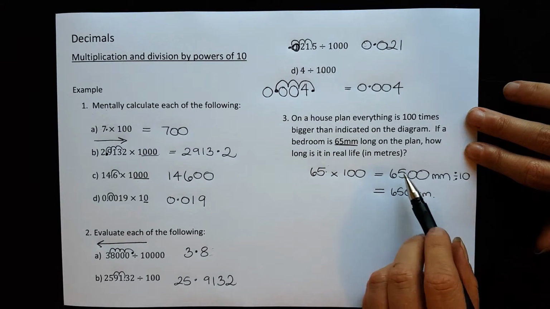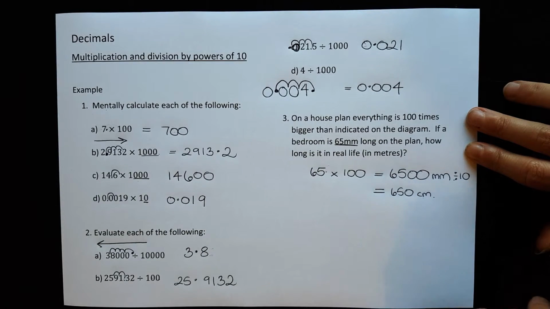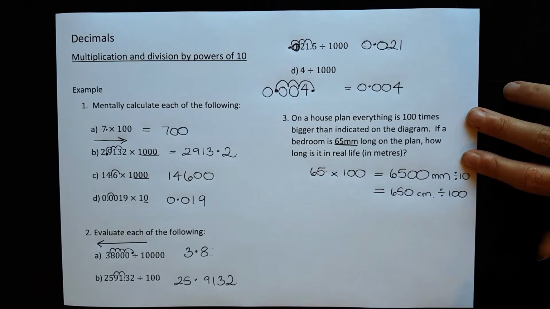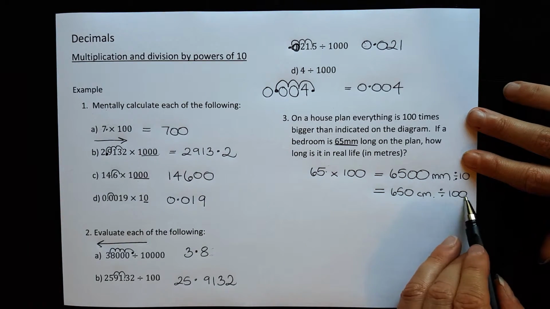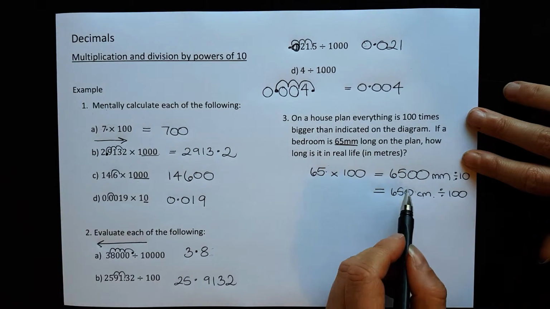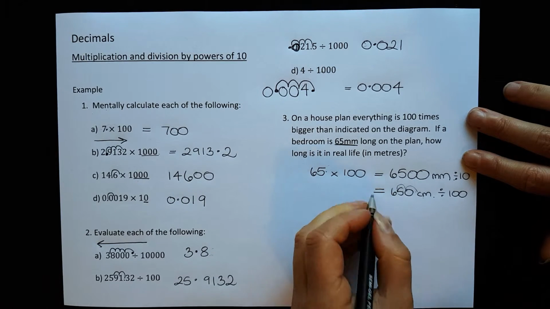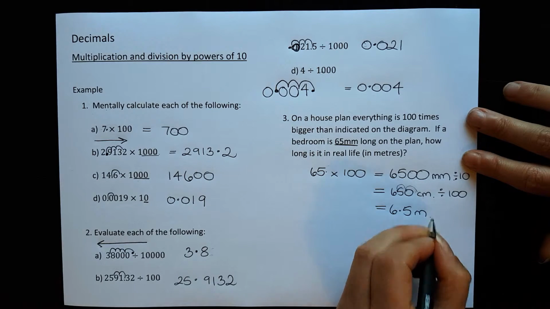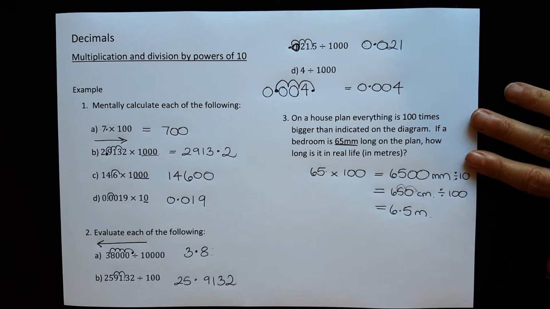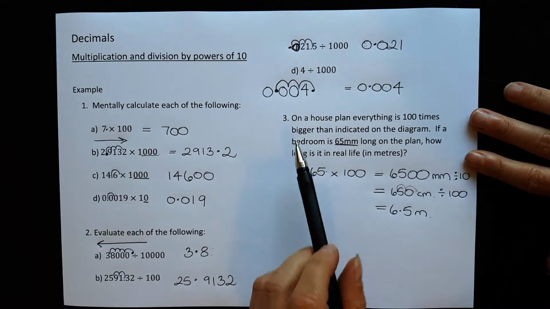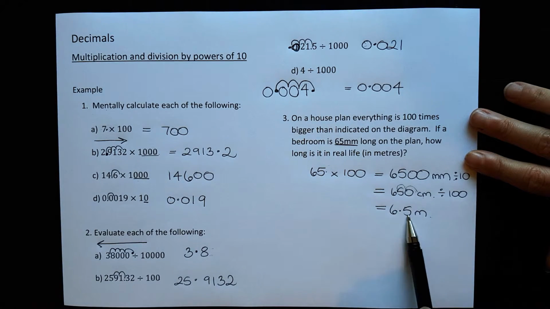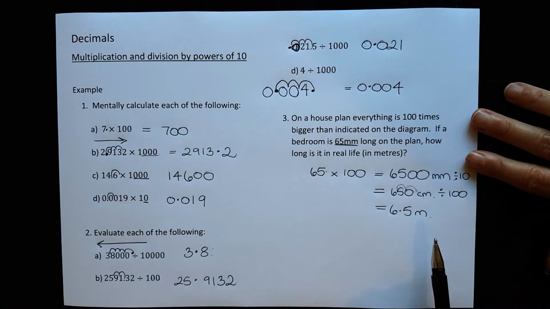But I still need to get to meters. So there is 100 centimeters in 1 meter. So now I need to divide that by 100 to get it to meters. 2 zeros means I need to go back 2 places, which goes 1, 2, goes in here. 6.5 meters. All right, so that is the answer. 65 millimeters on the plan is actually a 6.5 meter long room.